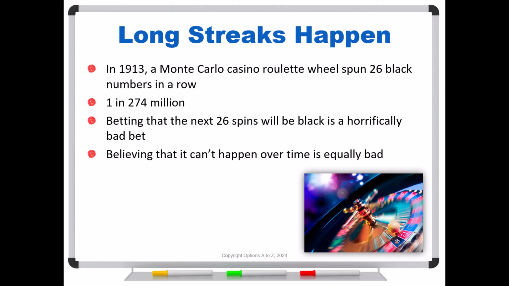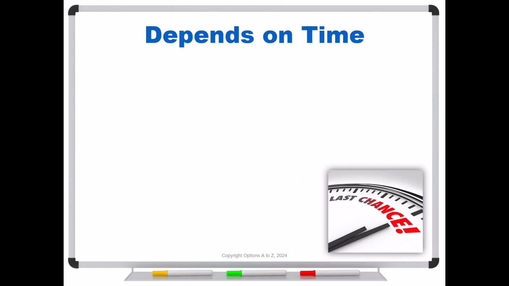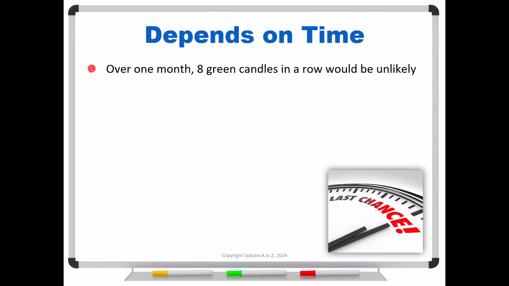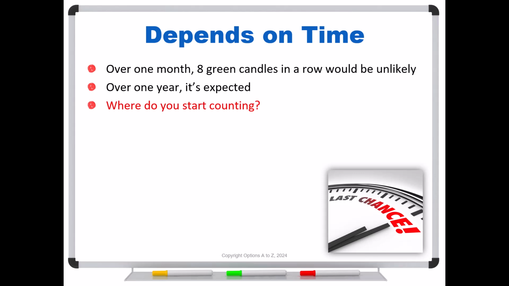See, the whole thing about streaks depends on time. So over 1 month, 8 green candles in a row would be unlikely. Over 1 year, it's expected. But as I just mentioned, where do you start counting? You might say, wow, we just got 8 green candles in a row. Well, did you just sit down with your friend and say, I'll bet the next 8 candles are going to be green? That would be unlikely. But if you're looking at a candlestick chart, how long has that been going on? Probably for years. So again, where do you start counting?